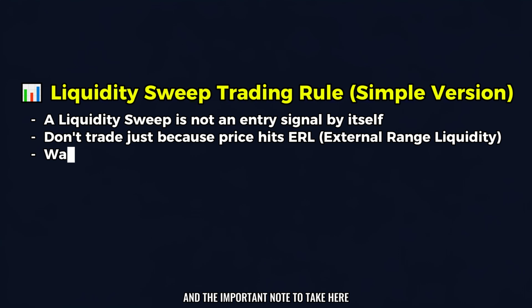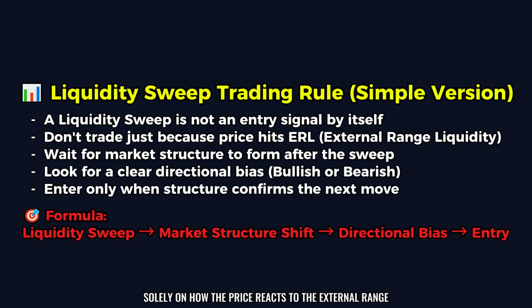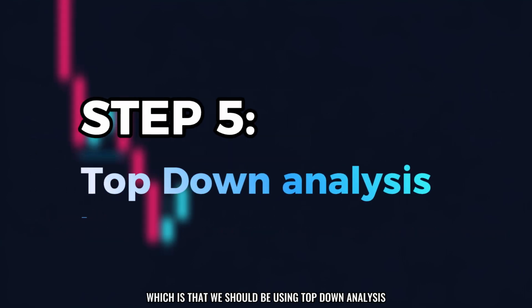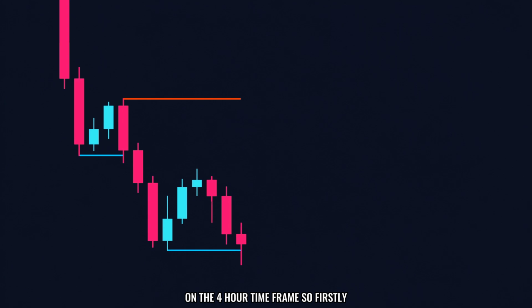And the important note to take here is that we shouldn't actually be taking trades solely on how the price reacts to the external range liquidity. Instead, we should be looking at how the market structure forms and then look for entries when it has shown a clear directional bias, which moves us on to the next step, which is that we should be using top-down analysis when looking for our trade setups. We'll demonstrate this by analyzing this segment of a chart on the 4-hour time frame.